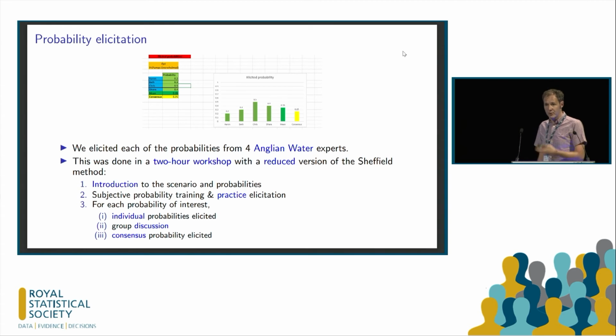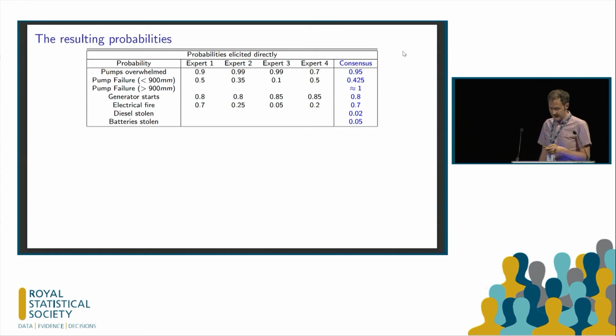And we went through that process for each of the probabilities that I mentioned on the previous slide. So the results are given in this table here. I won't go through each one in turn. I'll draw your attention to a couple of them. Just as an example, the probability that the pumps would be overwhelmed within this scenario, you see that each of the experts gave this a pretty high probability, and then in the discussion, they came to a consensus, which in that case was not a million miles away from the sort of average of the 4 probabilities. They moved a bit away from expert 4's probability.